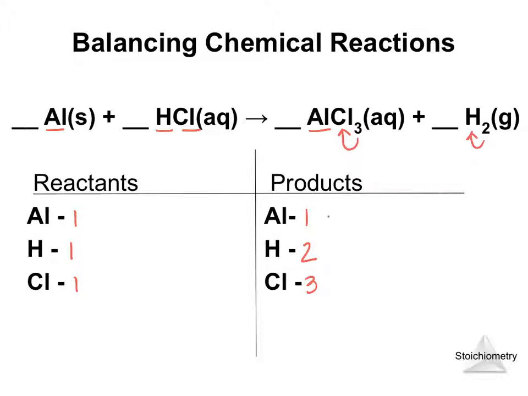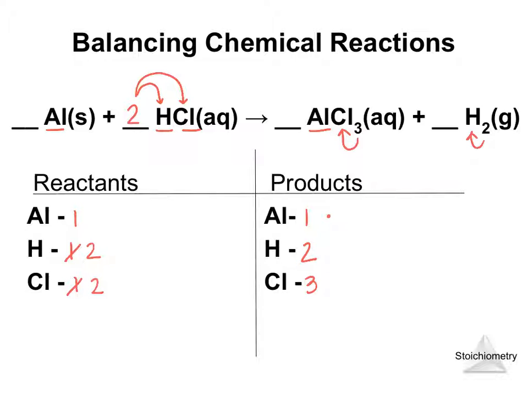So I'm going to start at the top with my aluminum. I see it's 1 and 1. I don't want to touch it. Okay, I'm going to go to my hydrogen next. And I see 2 hydrogen in the reactants and 1 in the products. So I'm going to multiply my reactants by 2. That changes my hydrogen to 2, which I wanted to do. But it also changes my chlorine to 2, which maybe wasn't super helpful.